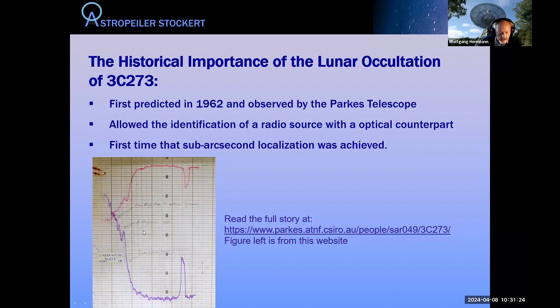And what I have depicted here is the original recording, and you can also see the fringes here, very similar to what we have seen. I highly recommend, if you have the time and the interest, to look at a report on the whole story behind that on the Parkes website, where there's a lot of background information, the people involved, and all the things that were going on at the time. It's a very interesting read, with a lot of additional material.